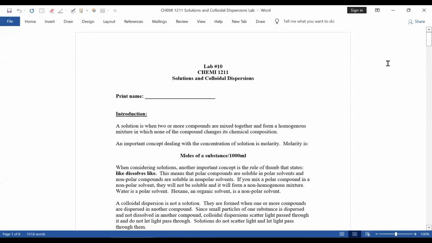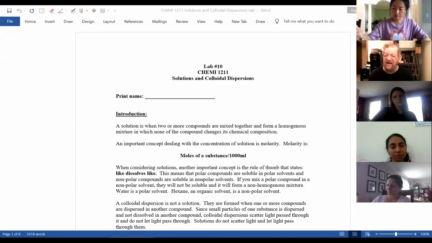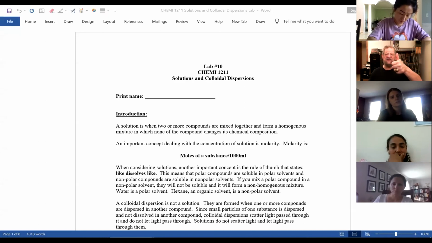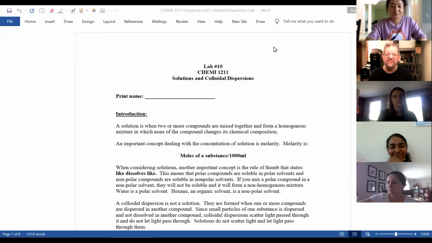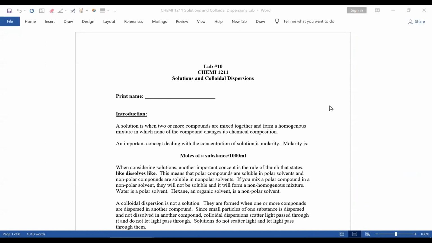Since Zoom has been playing games with it. Everybody see the lab on the screen? Thank you. This is going to be the Chem 1211 signal. Thumbs up.